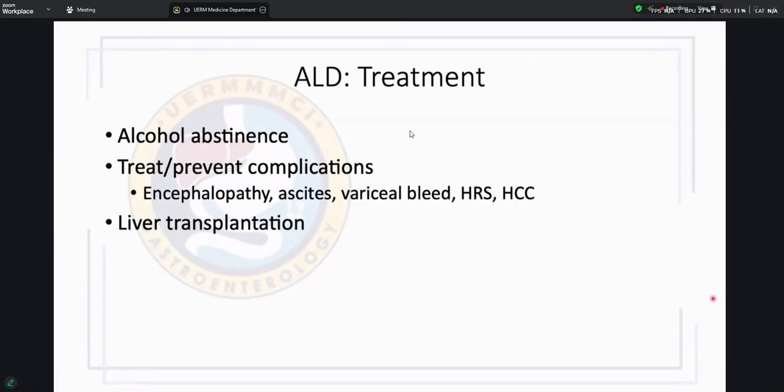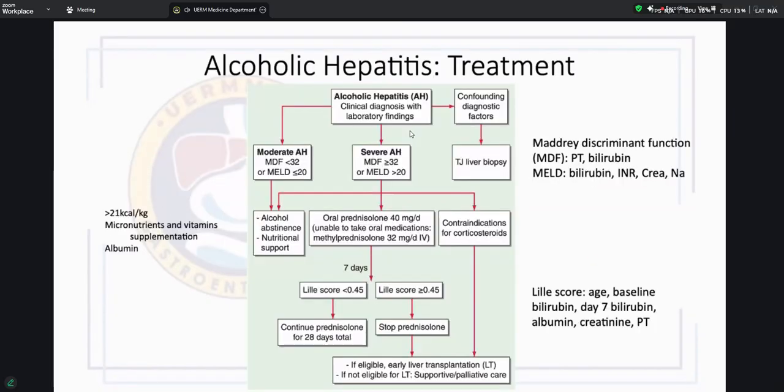And for those who have alcohol-associated cirrhosis with decompensation, liver transplant is the definitive therapy, and ALD is currently the leading indication for liver transplantation in the United States. So liver transplantation evaluation should be taken into consideration for patients with end-stage liver disease.